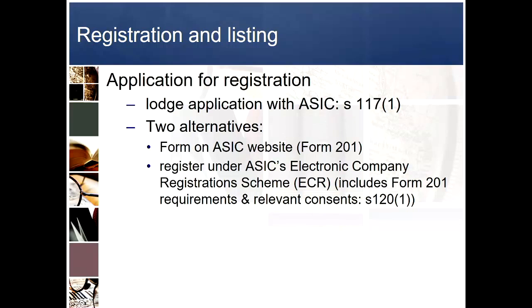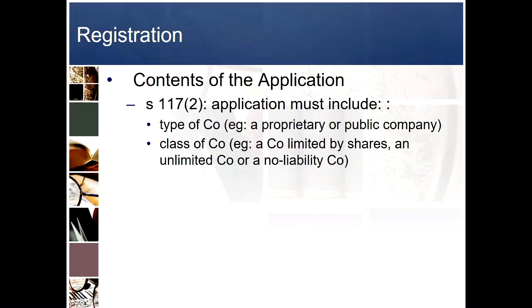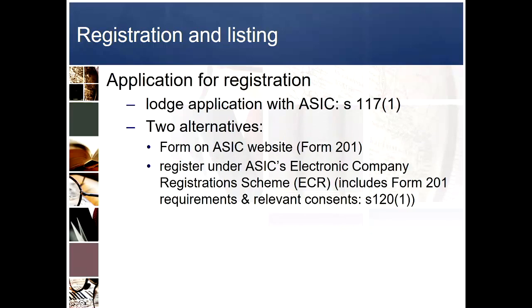So how are companies created? Companies are created by being registered by ASIC. This is largely done online now, so we'll briefly consider the process for listing. So the contents of the registration application, as I've set out there, you must... Oh, actually, sorry, I'll skip a slide. Yeah. So, yes, how do you lodge your application? Two alternatives. One is you can do the form on the ASIC website. The other is that you register under ASIC's electronic company registration scheme.